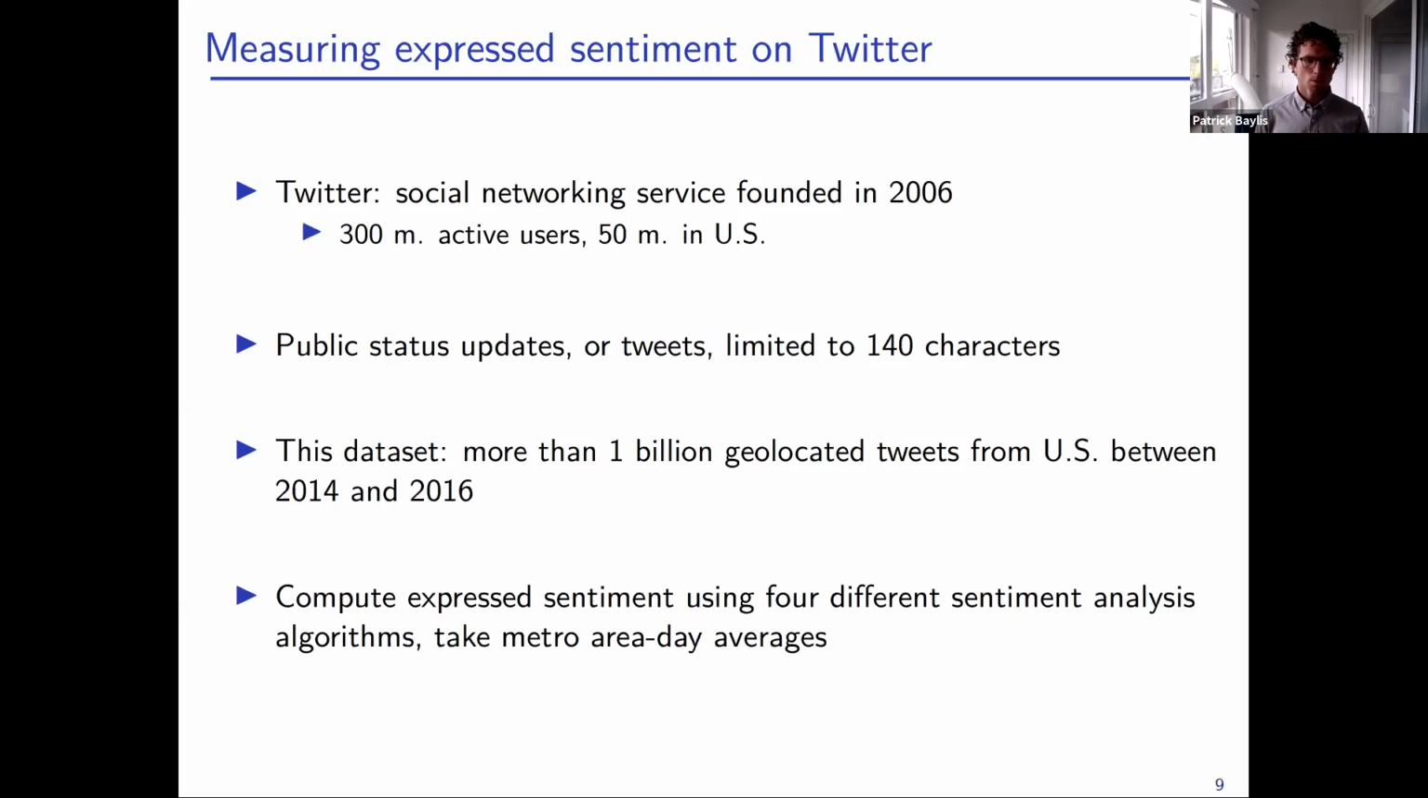What I actually do econometrically is I compute expressed sentiment with some algorithms that I'm going to talk about, and then take metro area day averages. So whatever coarseness I have in location is going to be absorbed up to the metro area. Very little concern about misplacing tweets at that level. And then I'm going to take an average over the day. And then I'm going to see how that compares to changes in weather. Okay.